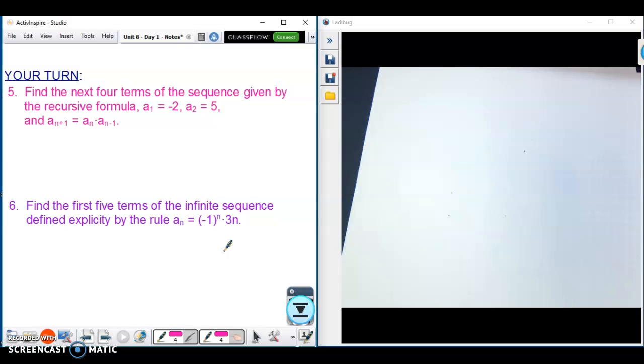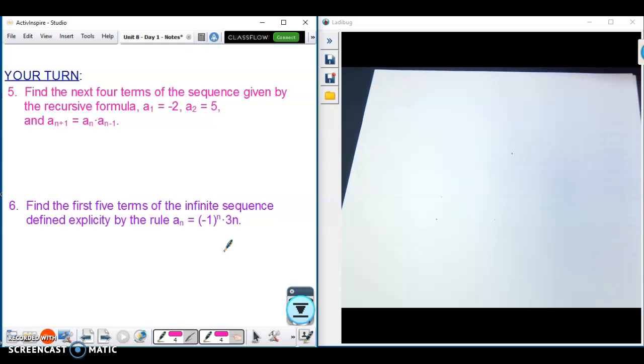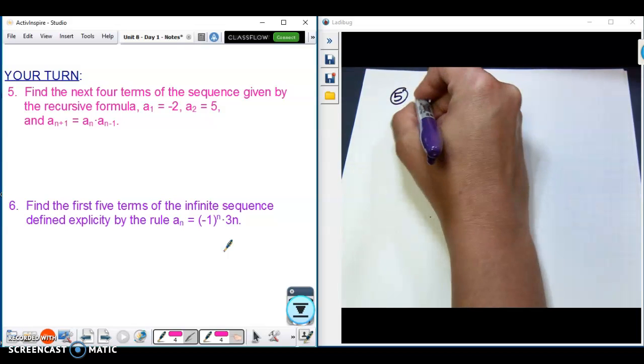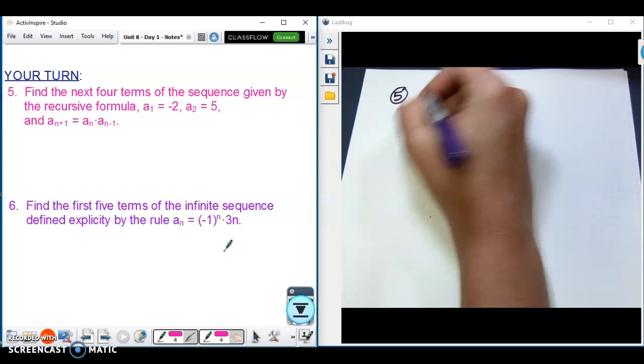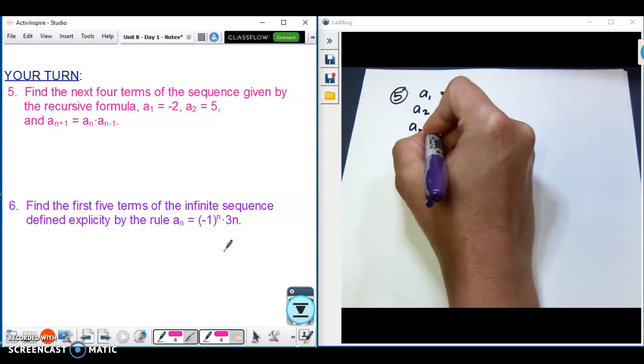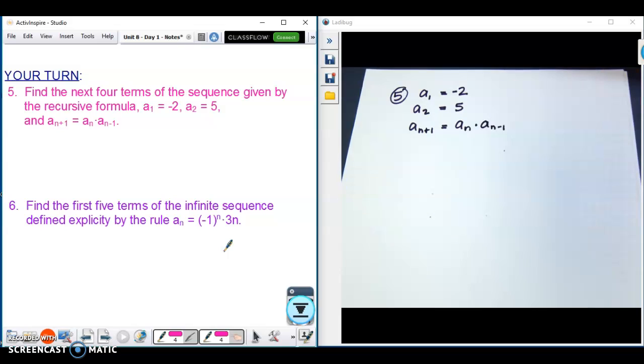So for number 5, it says find the next 4 terms of the sequence given by the recursive formula. So recursive depends on the previous term. A sub 1 is negative 2, A sub 2 is 5, and A sub n plus 1 equals A sub n times A sub n minus 1. Ooh, a little bit tricky here. If you notice they didn't give us just 1 term, they gave us 2 terms. So that probably has something to do with the problem. Probably not just giving us 2 terms for no reason.